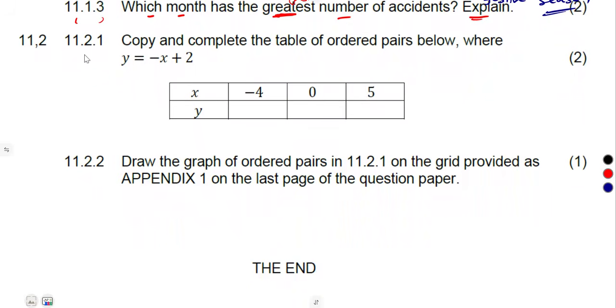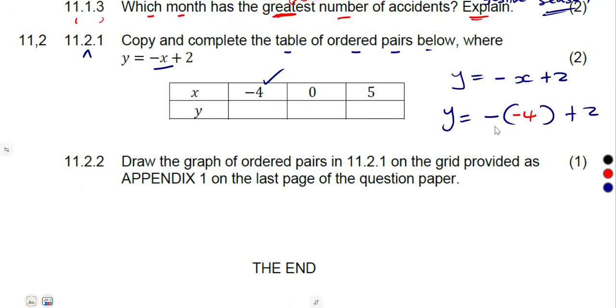Then 11.21, copy and complete the table of ordered pairs below where y is equal to this. Just substitute, guys. These are x values. Substitute into the equation y equals minus x plus 2, where x is -4. In place of x, we put -4, then we add 2. Negative times negative is a positive, so we've got 4 plus 2, which is 6.